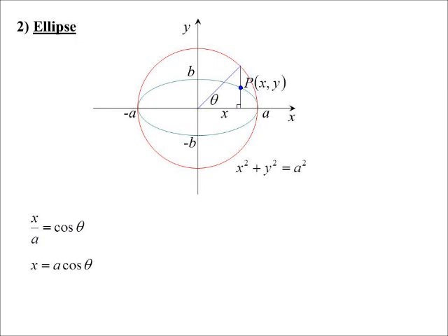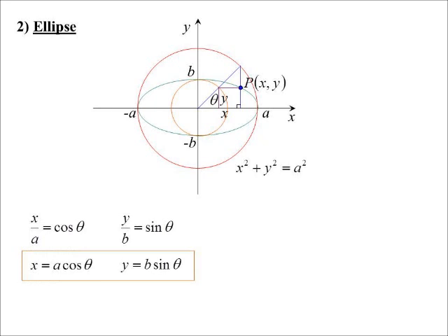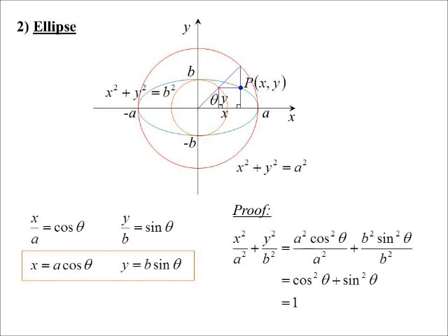But if we were to draw in the smaller circle, and if we were to draw a horizontal from P, it in fact intersects at the smaller circle as well. And so I can get my y coordinate, and we get b sine theta. So it's very similar to the circle, but of course we have a different a and b, one for the major axis, one for the minor axis. So a cos theta, b sine theta. If I was to substitute that into x squared on a squared plus y squared on b squared, the a squareds cancel, the b squareds cancel, sure enough we get cos squared plus sine squared is 1. So it will work every time.